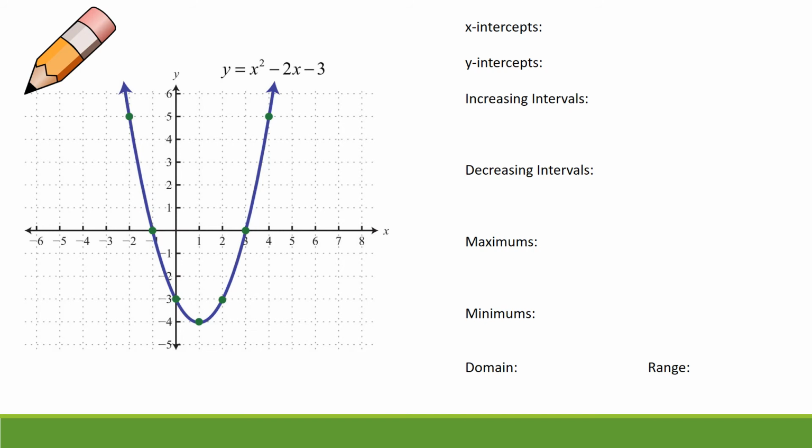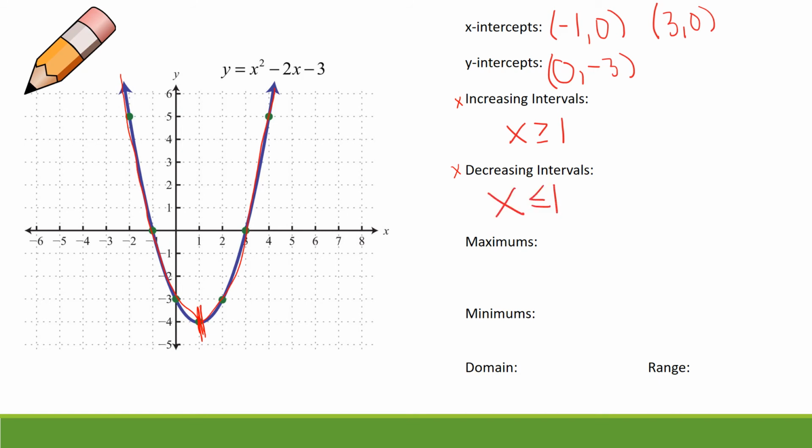Okay, so our last example, my x-intercepts are (-1, 0) and (3, 0). My y-intercept is (0, -3). Increasing and decreasing intervals. Remember that we're going to be using our x values on our x-axis to figure out where it's increasing and decreasing. So if I read this graph from left to right, I'm going down all the way to the point (1, -4) right here, and then from there I'm going up. So my increasing interval would be x is greater than or equal to 1, and my decreasing interval is when x is less than or equal to 1.